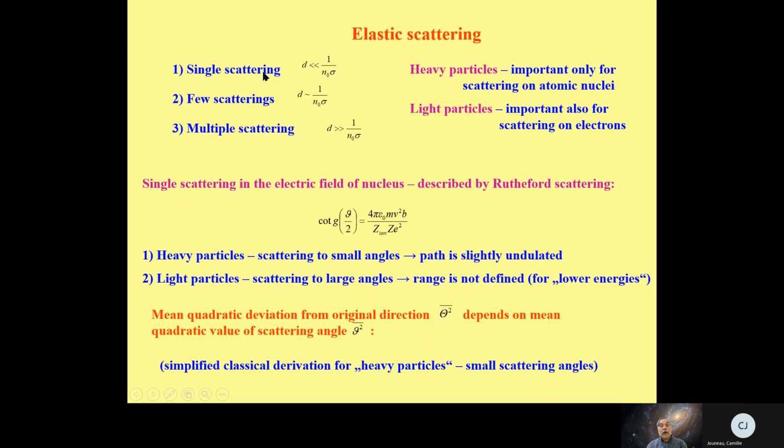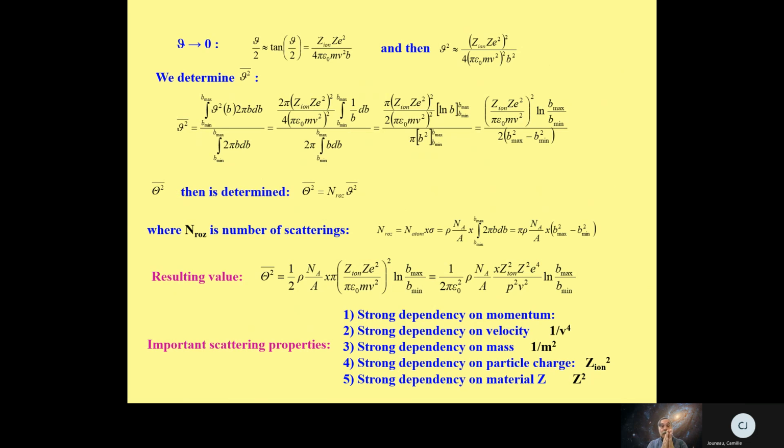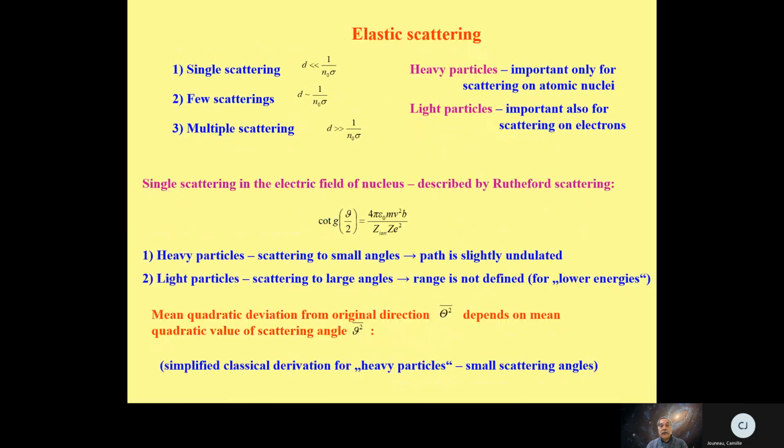It is possible to have single scattering. It is in the case that this thickness is very, very small against this cross section.